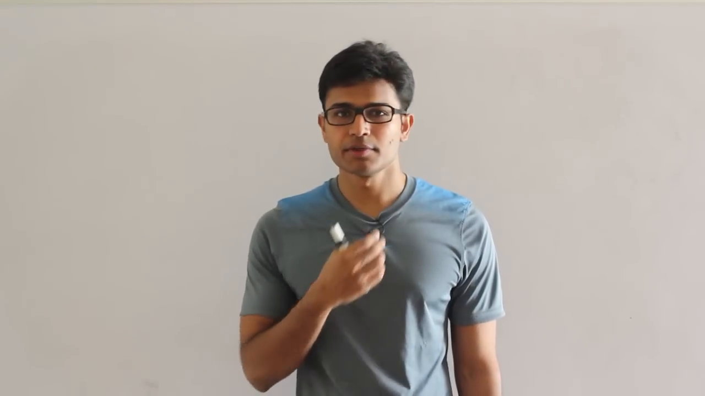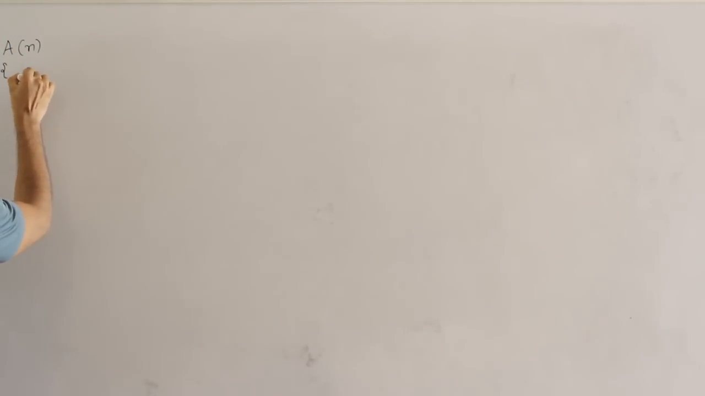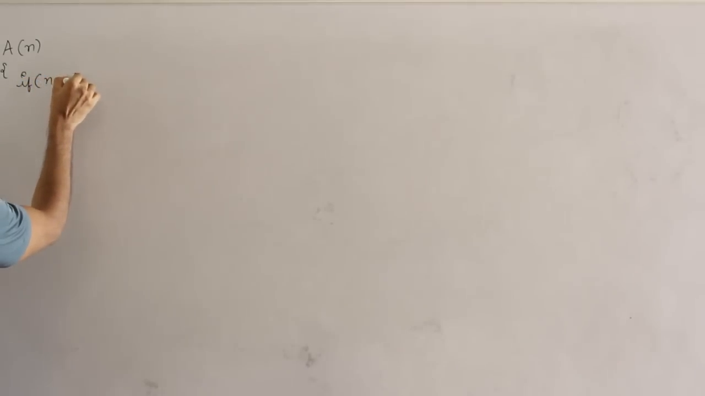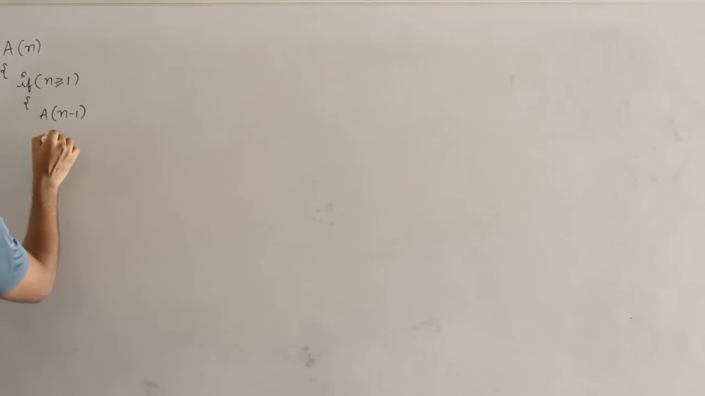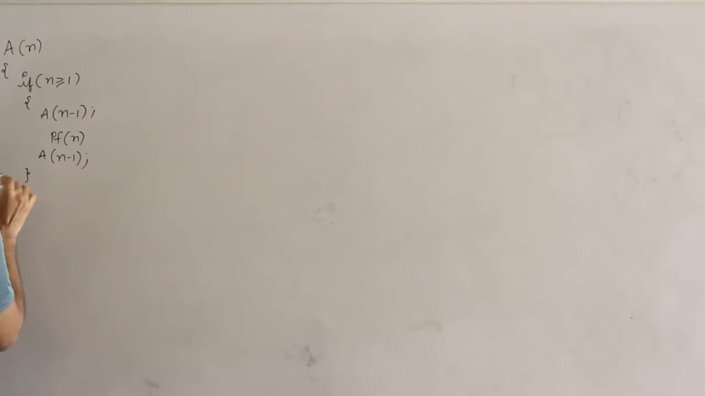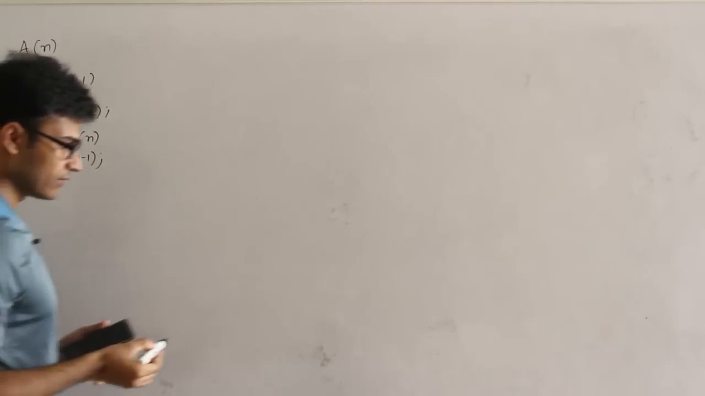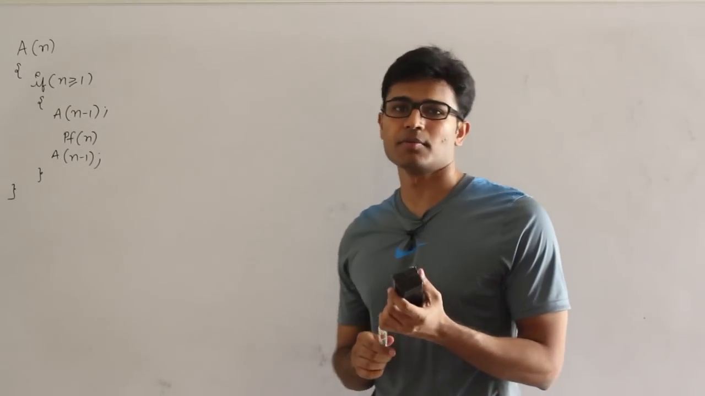Now I'll take a bigger example and I'll analyze how to find out the time complexity and space complexity. Say the program is this: a of n, if n is greater than or equal to 1, then I'm going to call a of n minus 1 and then printf n, and again I'm going to call a of n minus 1. So two times I am going to call a of n minus 1. In this case, what is the total complexity, space complexity and time complexity?